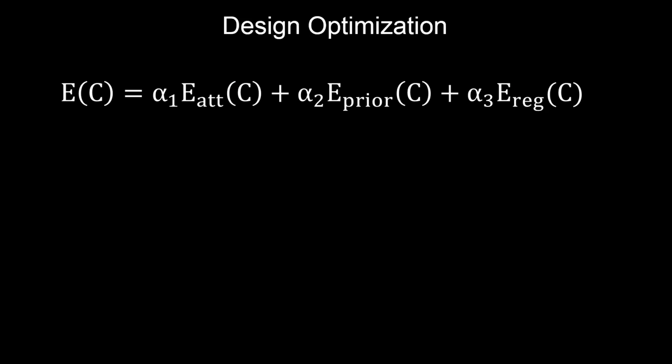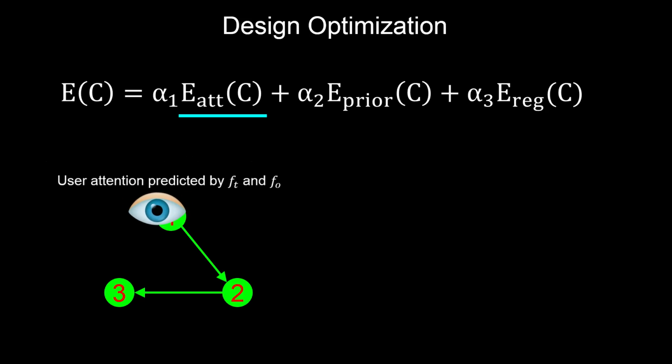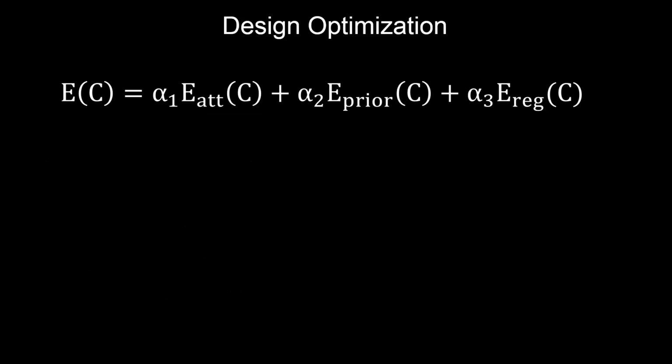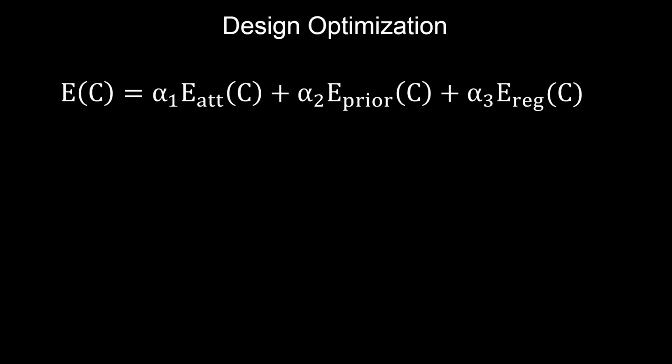Using the user attention models, we optimize the input web design by minimizing an objective function comprising three terms. The attention term encourages user attention predicted by our models to follow the input path in the optimized design. The prior term encourages the optimized design to respect commonly used visual design guidelines, such as alignment, balance and spacing. The regularization term prevents the optimized design from deviating too much from the original design, thus preserving the original layout style of the input web design.